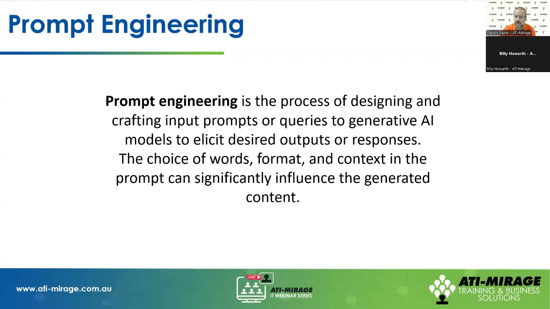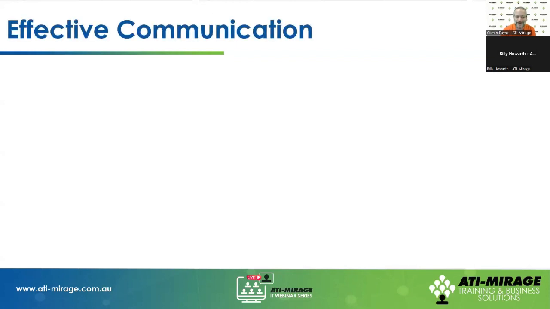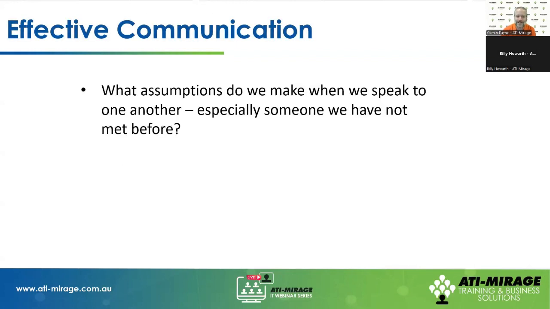So I've seen people who have given up on AI because it's given them the wrong thing, or it has misunderstood them, but it doesn't understand what you do. You need to tell it. So think about this in day-to-day life. When we speak to one another, what assumptions do we make? Especially with people we haven't seen before. It's the same with AI.